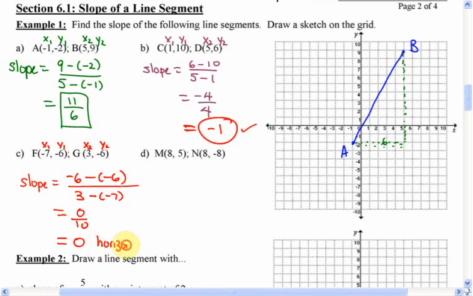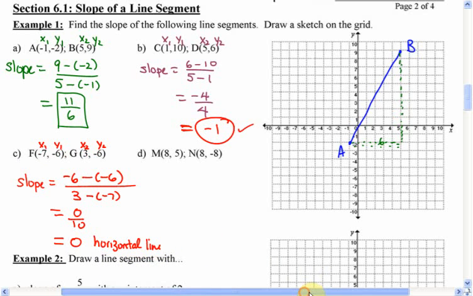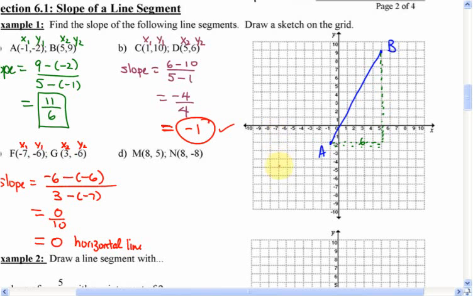Now let's just double check to see if that is true. I'm going to ask you to plot these numbers out on the grid. -7, -6. Okay. 3, comma, -6. Is this a horizontal line? Horizontal means left and right, flat. It is. So once again, a horizontal line has no steepness, so we call it 0 slope. Yeah, 0/10.